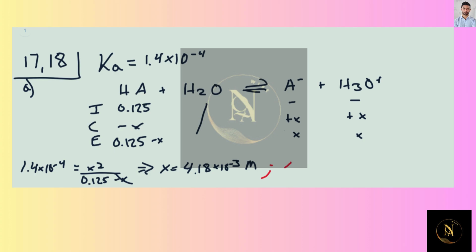And so to calculate the percent ionization, we divide this 4.18 times 10 to the minus 3 by our initial concentration, which is 0.125, and then we multiply by 100, and we get a value of 3.35% ionization.